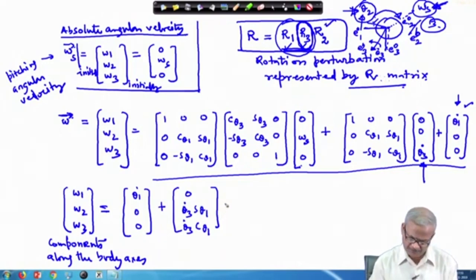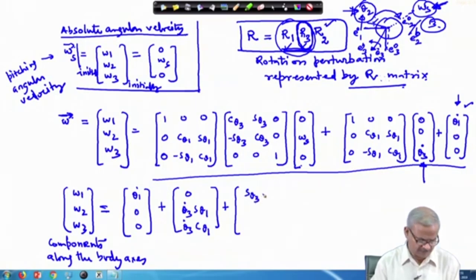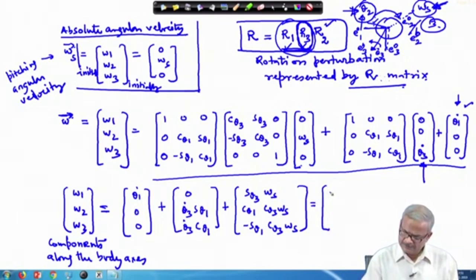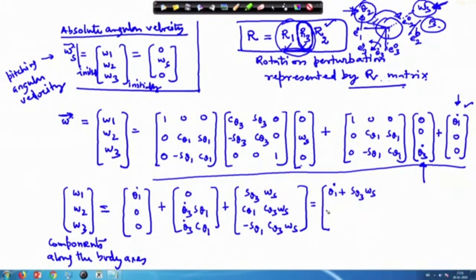Now, the other part we need to multiply and work out from this place, the same way we can multiply and write here. This part I will skip and write the result directly; you can check yourself and verify it. This is c theta 1, c theta 3 omega s and minus s theta 1, c theta 3 omega s. Adding all of them, this is theta 1 dot plus s theta 3 times omega s, this will be theta 3 dot times s theta 1 plus c theta 1 c theta 3 times omega s, and the other one.